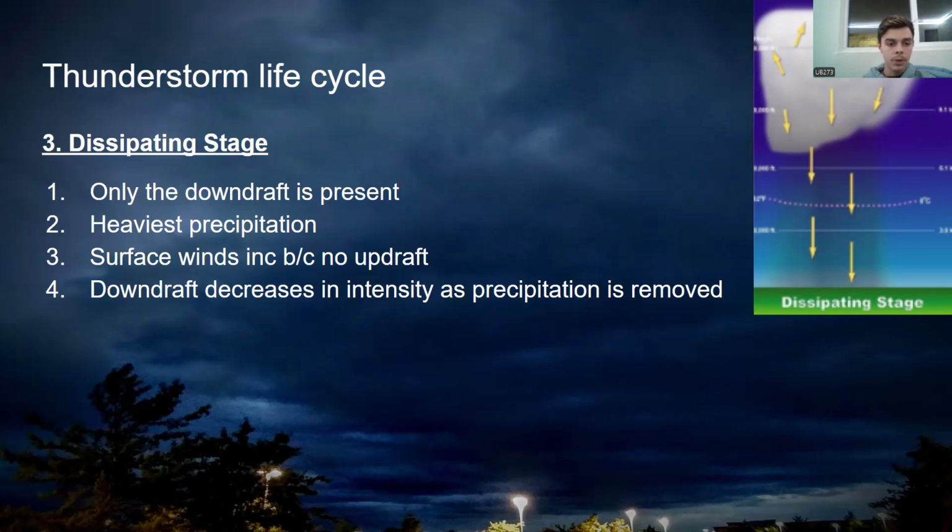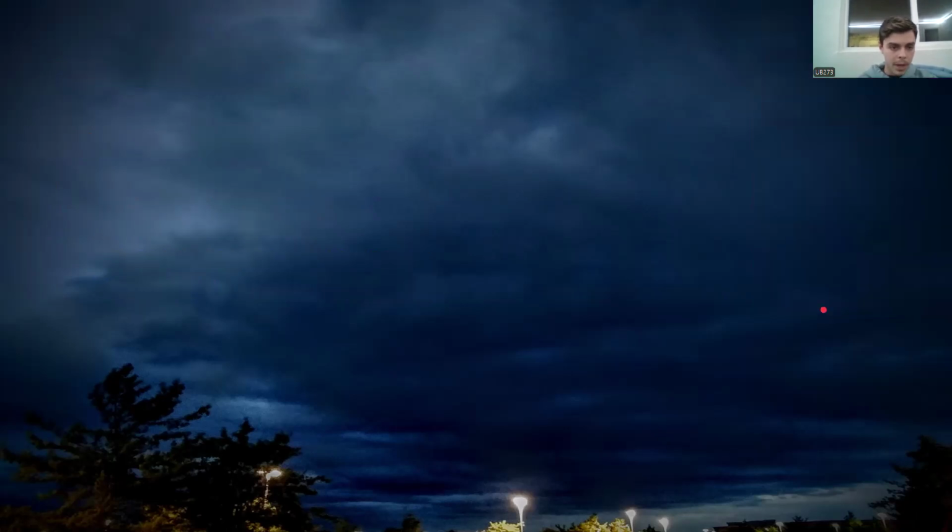Surface winds end up increasing at this time too, and the downdraft decreases in intensity as the precipitation is removed. That's going to be it for this video.